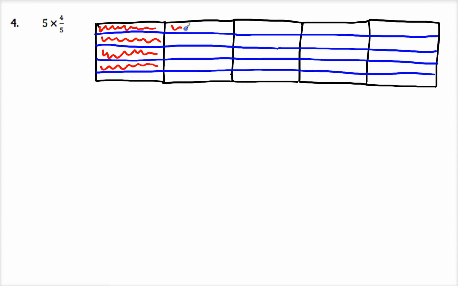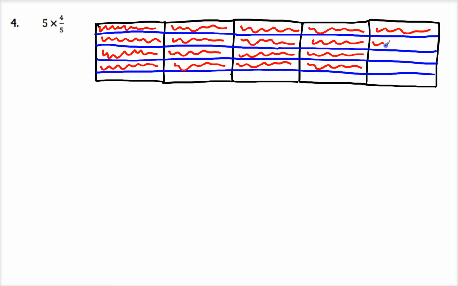So there's 4 pieces there. There's another 4/5. Another 4/5. Another. And another. Okay, so now let's think about how many pieces do I actually have shaded.